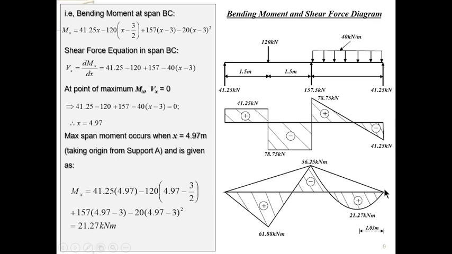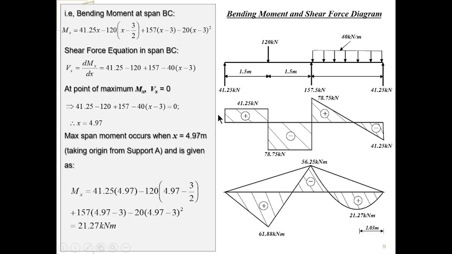If you want to do from here, it will be from here to here. Here is 6, so 6 minus 4.97 gives us 1.03. That means the distance from this right support to where we have maximum bending moment is what? 1.03. The maximum bending moment is what? 21.27. So by doing that, we have drawn our bending moment diagram.